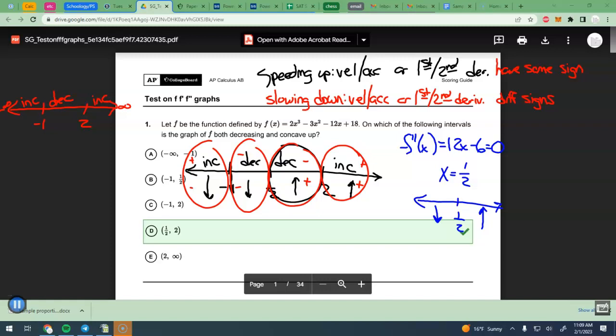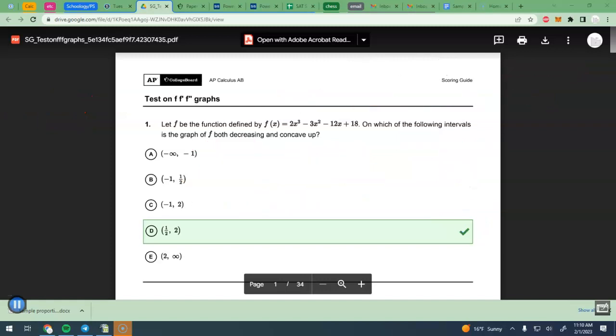How many algebra ones are there on? You got the numbers? What are they? 13, 14, and then 17. Do those. Let's do those right now. That's what I want you to do right now. 13, 14, 17.